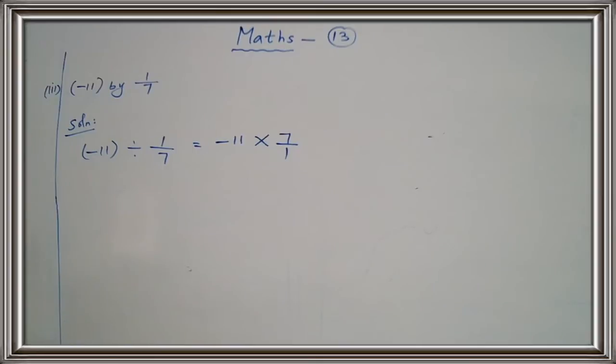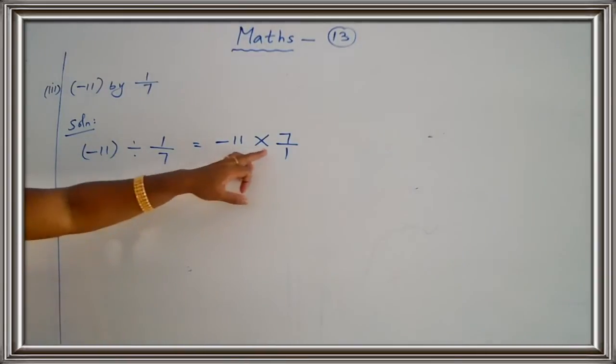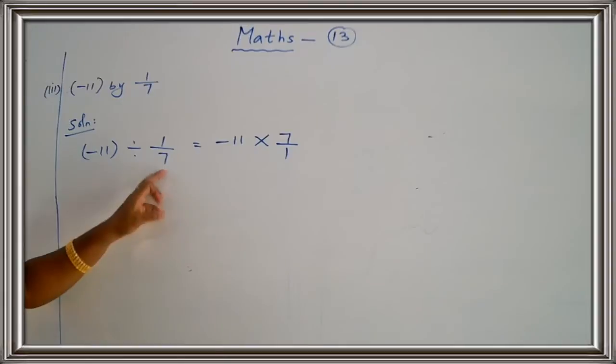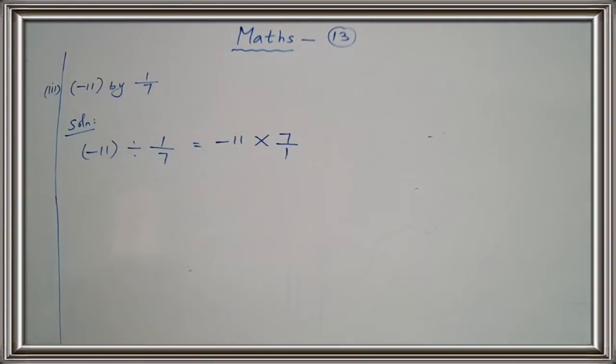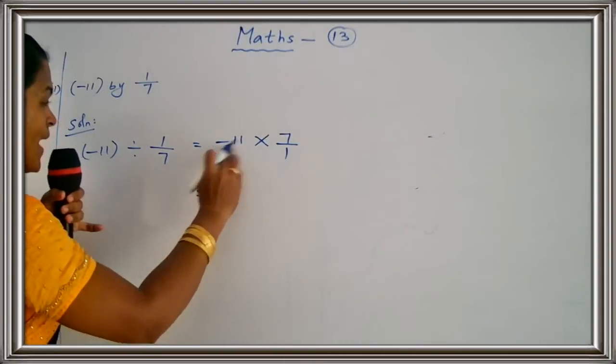Okay. So, the reciprocal of a rational number can be found by reversing it. Okay, children? In a reciprocal, the numerator becomes the denominator and the denominator becomes the numerator. Okay? So, that's why the reciprocal of 1 upon 7 is equal to 7 upon 1. Okay? Now, multiply numerator by numerator and multiply denominator by denominator.